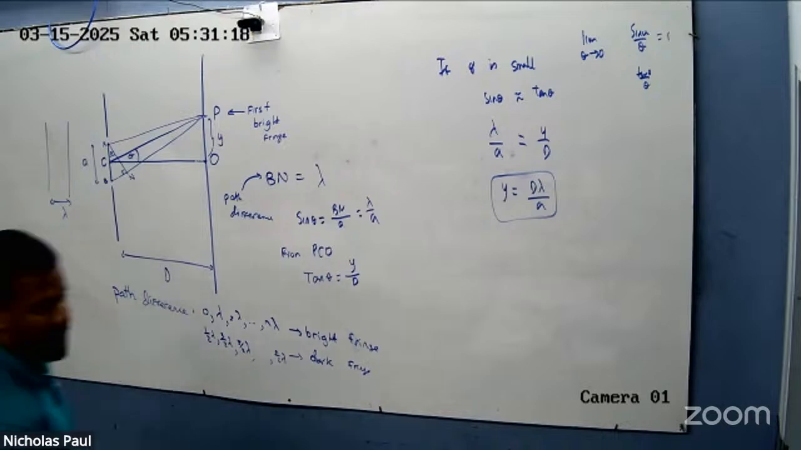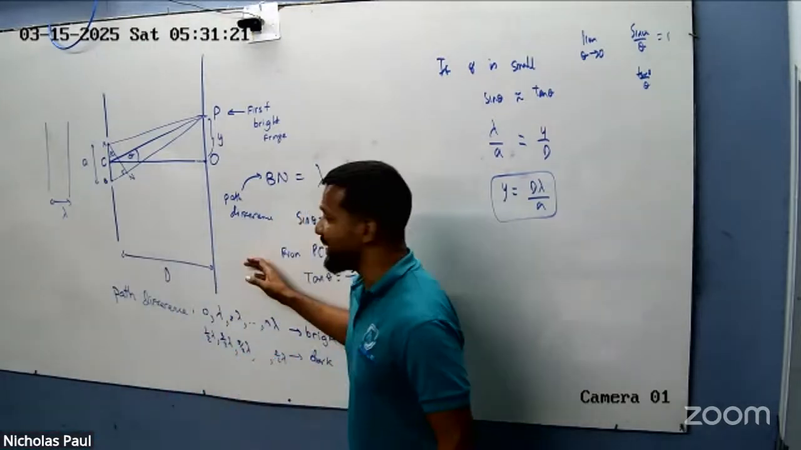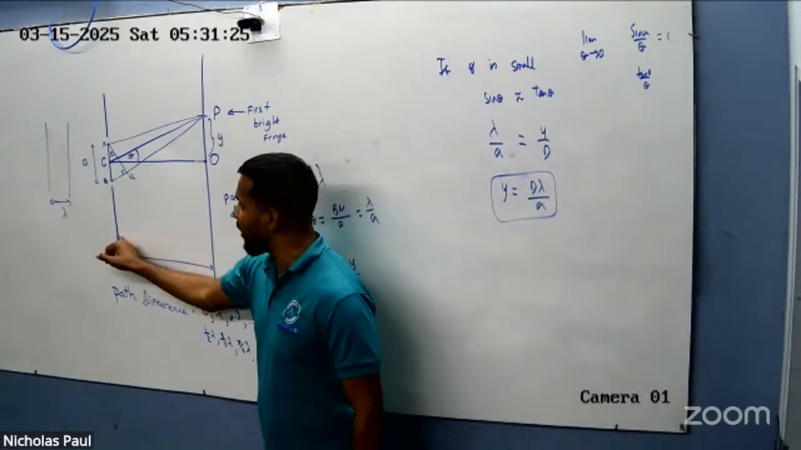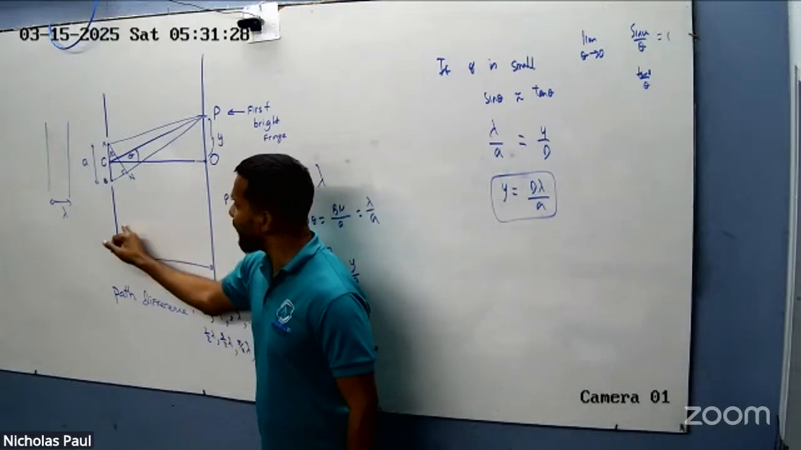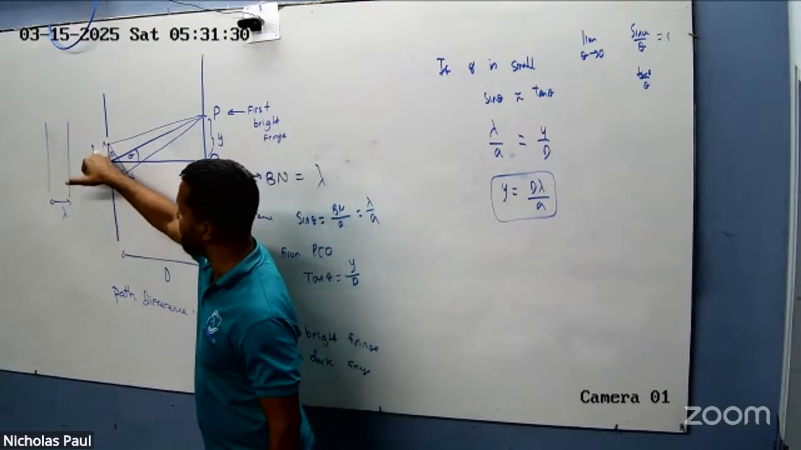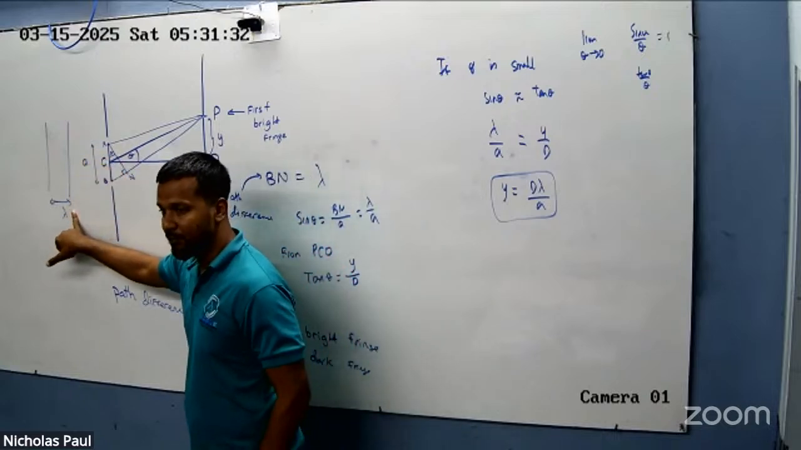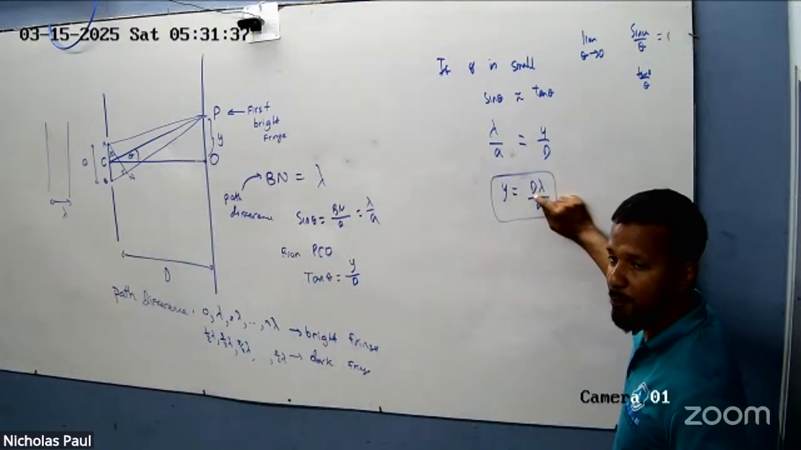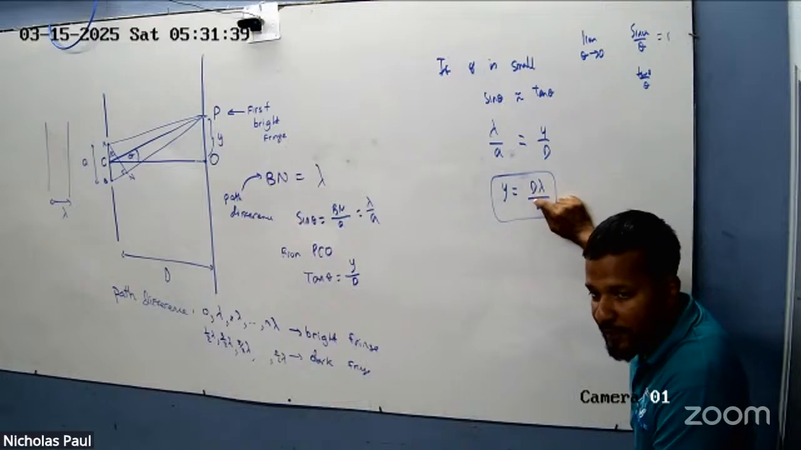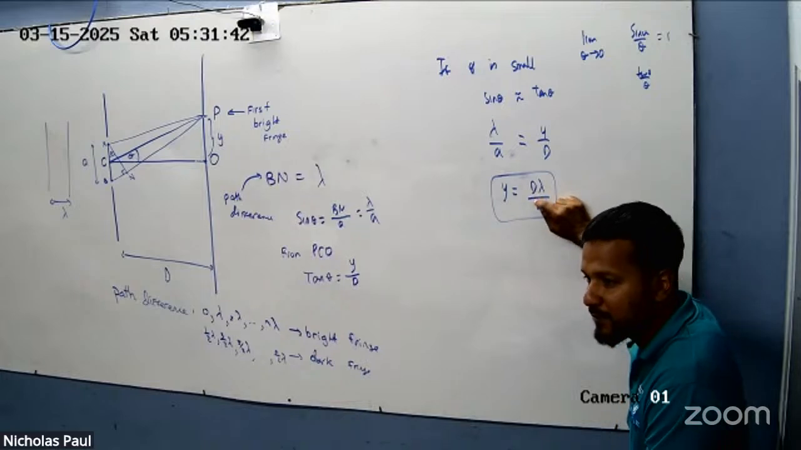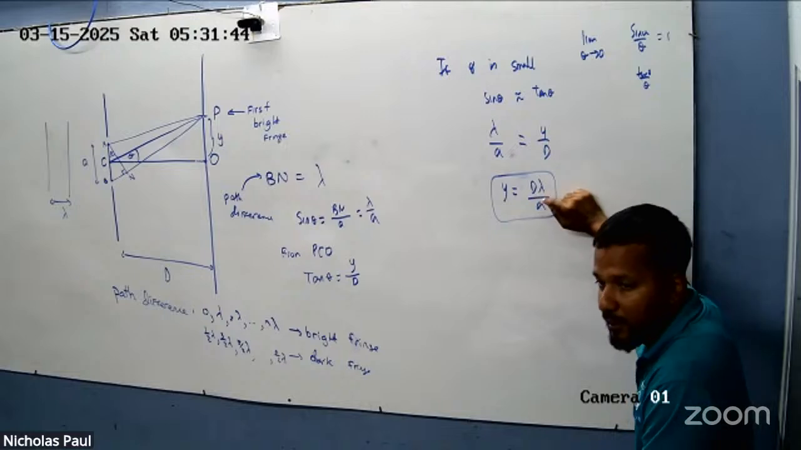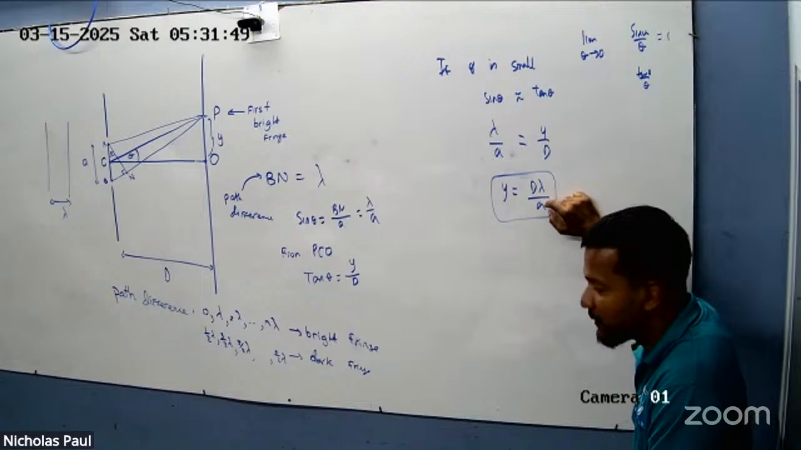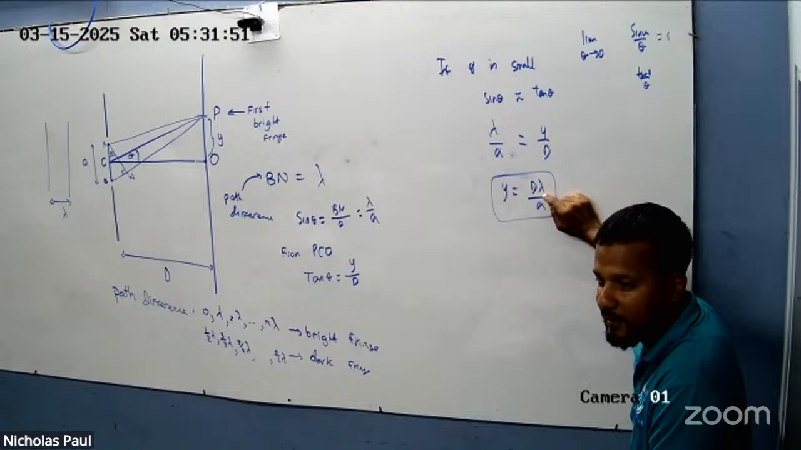Alright, let's go again. Everybody remember what D is, and you can make a note of it. D is the separation of the screen from the slits. A is the separation of the slits, and lambda is the wavelength coming in. Okay? D is the separation of the screen and the slits. A is the separation of the slits. Lambda is the wavelength of the light coming in.